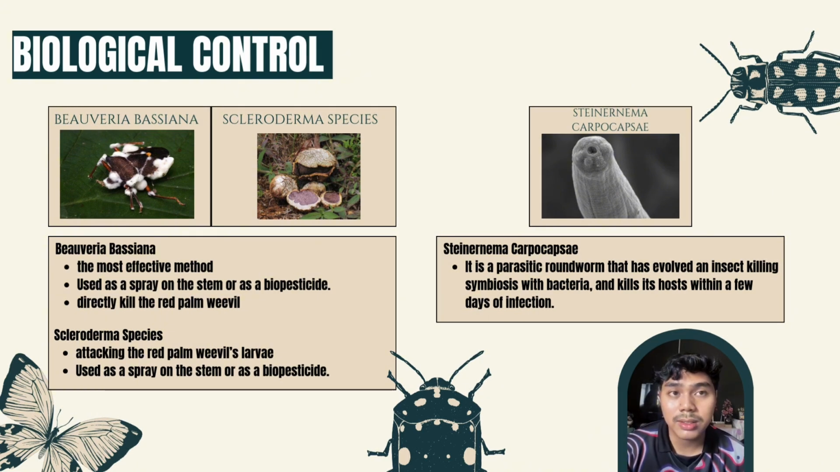Next is the parasitoid, which is Scleroderma species. Scleroderma species will attack the red palm weevil larvae by using a spray on the stem or as a biopesticide. Next is Steinernema carpocapsae. Steinernema carpocapsae is a parasitic roundworm that has evolved an insect-killing symbiosis with bacteria and kills its host within a few days of infection.